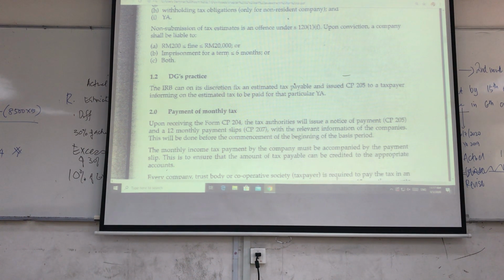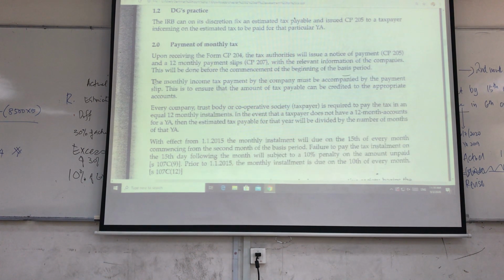So, DG practice is that once they receive CP204, the RB will issue back CP205 to the taxpayer, informing the estimated tax to be paid for that particular YA. Most of the time, if you fulfill at least 85%, RB will just accept your estimate, no question. Yeah, so you just divide by 12, then you should know already your monthly installment.